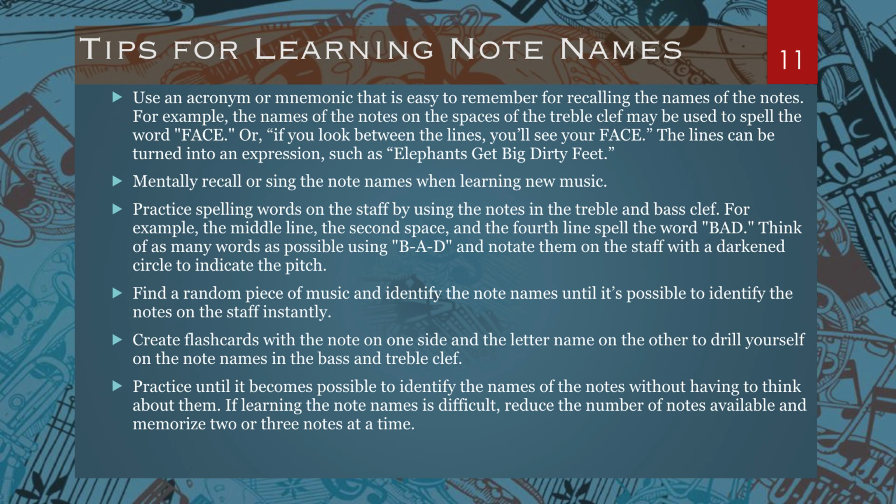So elephants is E, the first line. Get is G, the second line. Big is B on the third line. Dirty is D on the fourth line. And feet is F on the fifth line.